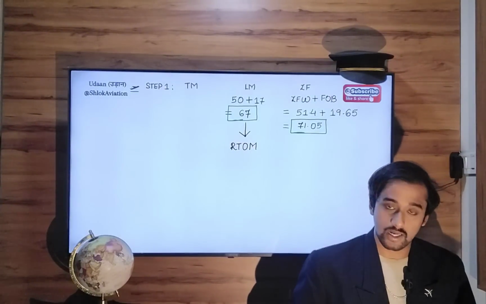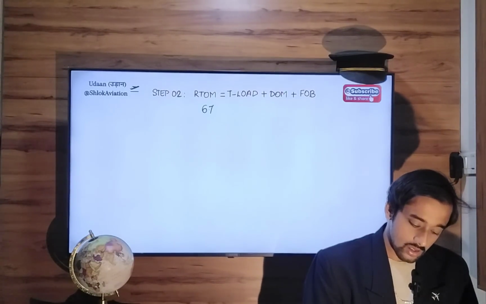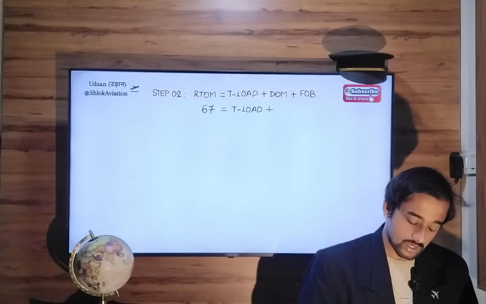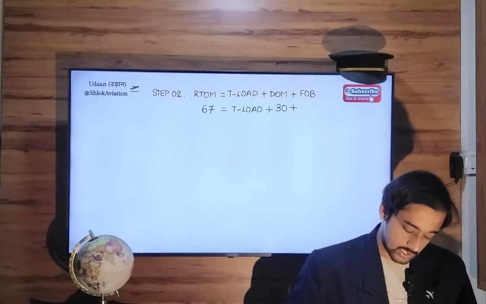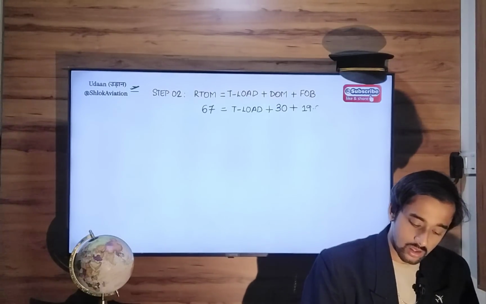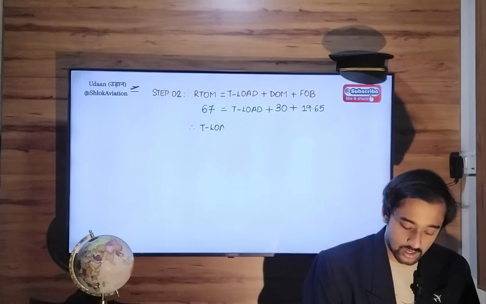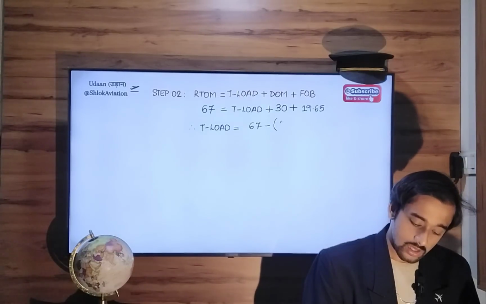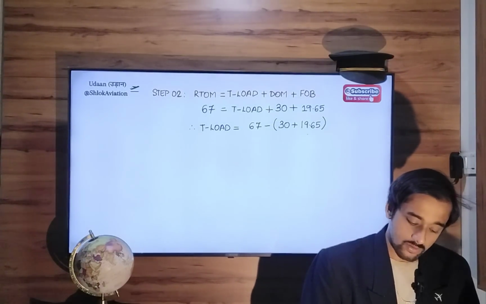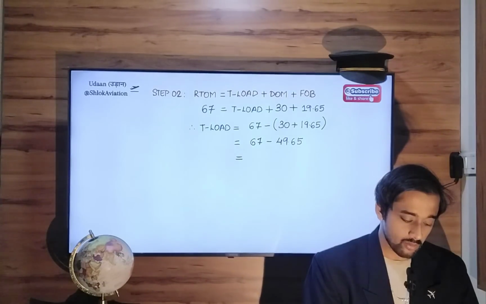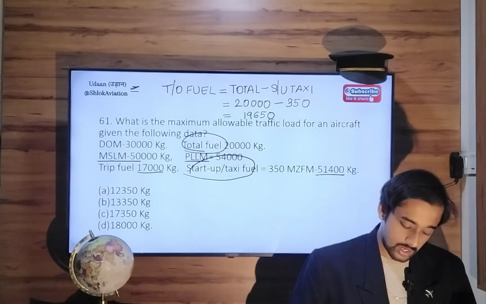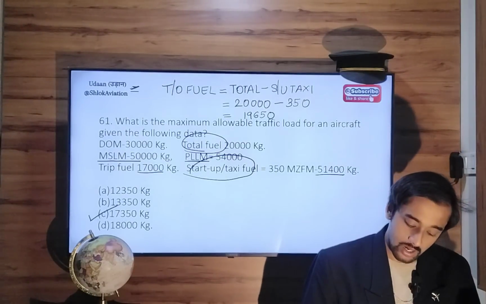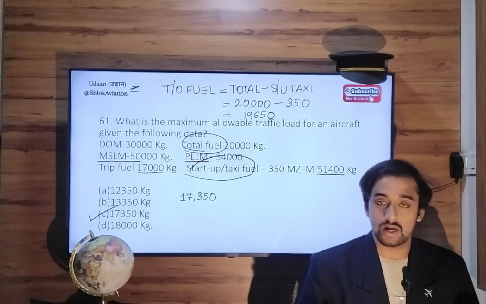Substitute the values. So regulated takeoff mass is 67. Traffic load we will find out. DOM in the question is 30,000 or 30. Fuel on board or takeoff fuel is 19.65. Therefore, traffic load or payload will be equal to 67 minus 30 plus 19.65, which is equal to 67 minus 49.65, which is 17.35. Okay, so the correct answer will be option Charlie. 17.35 is nothing but 17,350 kg when you multiply by 1000.